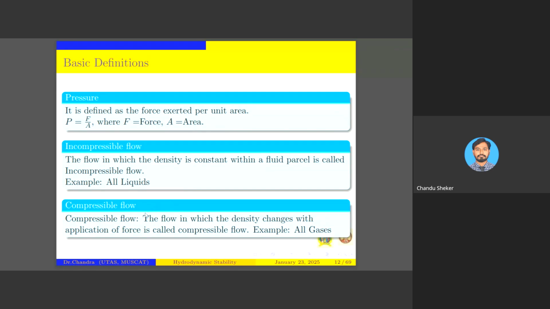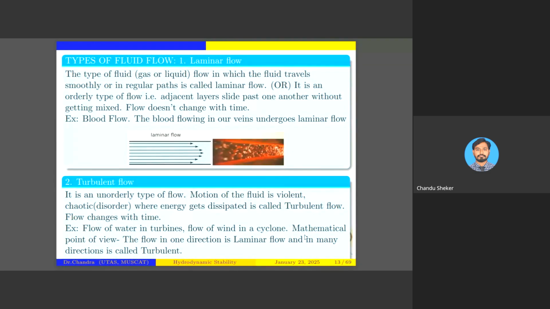Okay. Now what is the opposite here? Compressible flow means the flow in which the density changes with the application of force. Here are the examples: all the liquids are incompressible, and all the gases are compressible flows. Okay. Now let us explain two types of fluid flows.